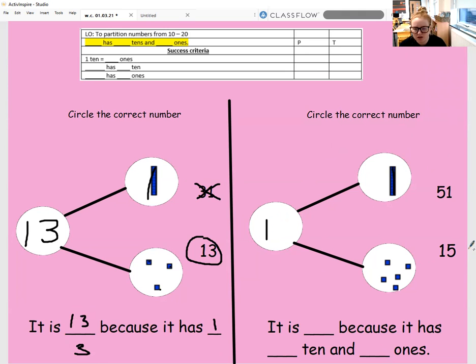And then point to my ones. My ones are here. How many ones do I have? I have 1, 2, 3, 4, 5 ones. So 1 ten and 5 ones. What number is this? This is 15. So which of these numbers is the same? This one, 15 is the correct amount because 15 has 1 ten and 5 ones.